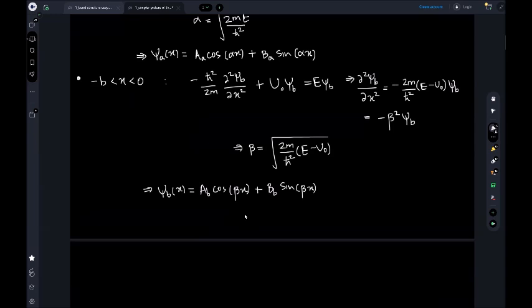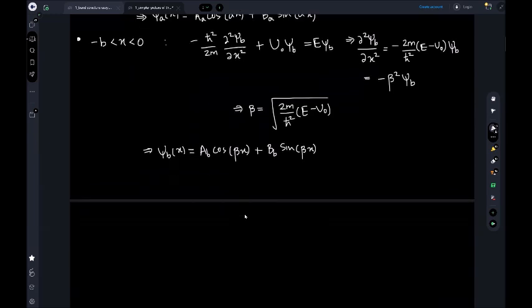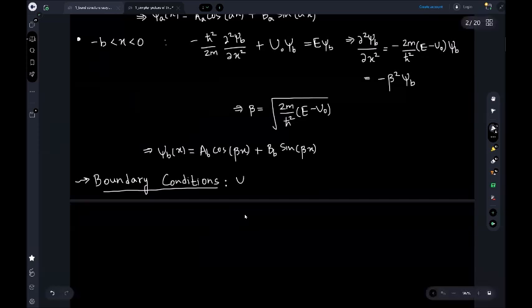So we are done writing the solution here. Next, I'm going to apply some boundary conditions on this. The boundary conditions are that at the boundary, that is x equals 0, the wave function must be continuous, and the derivative of the wave function must also be continuous. So that basically translates to these two conditions.